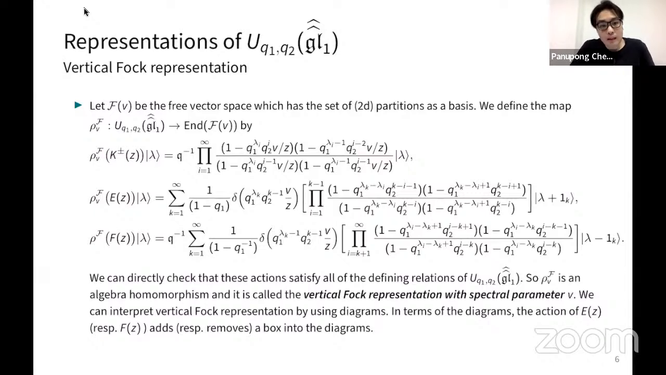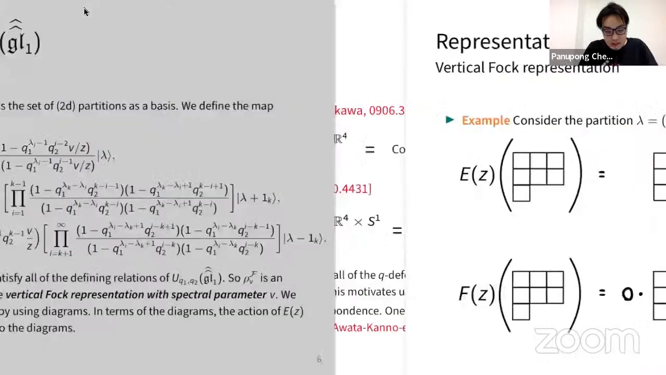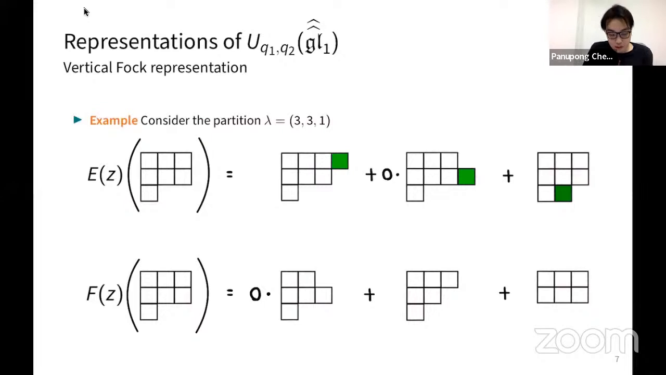And we can explain this action in terms of a diagram. In terms of the diagram, the action of E(z) and F(z) is just adding and removing a box from the diagram. To illustrate this, let's consider an example. Lambda is (3,1). In this case, if we act on the partition (3,1) by E(z), we have to add a box in each row. So we obtain the following diagram.